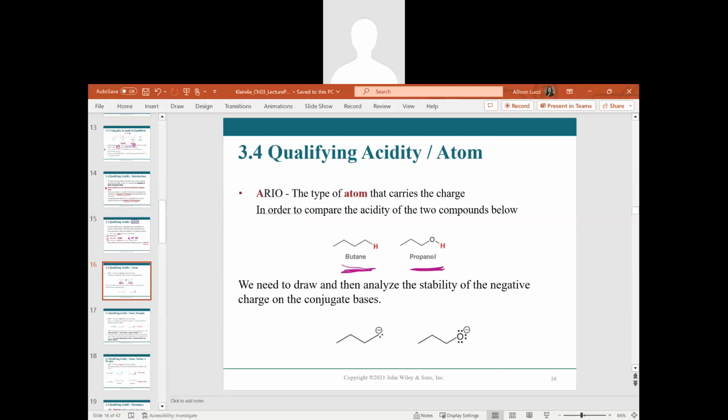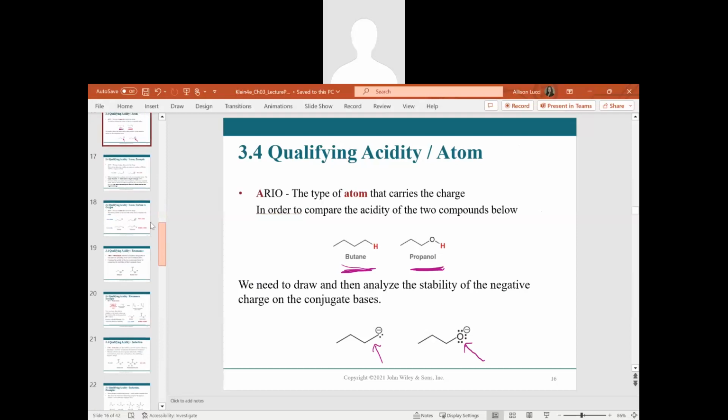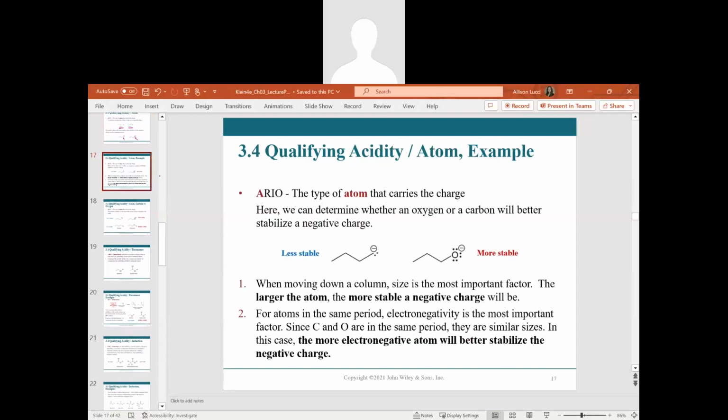So let's draw the conjugate base that results, and this will be after we remove a proton. So here we see our butane without a proton, so there's a negative charge on a carbon. And then over here, we have propanol has lost that proton, so now we have a negative charge on our oxygen atom. So we kind of consider which of these two conjugate bases would be able to be more stable. And that has to do with which atom holds the charge.